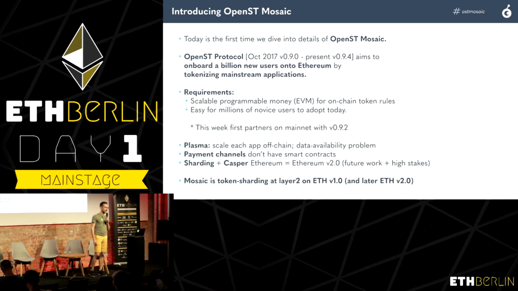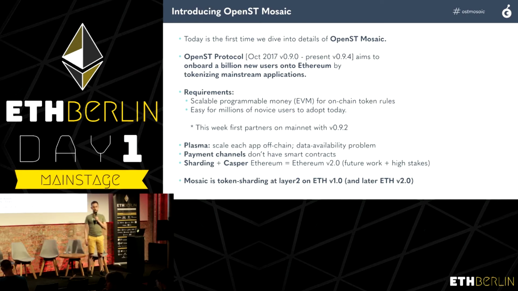We consider scaling to consist of 3 parts. We want to scale for users to adopt the technology. We want to scale for developers to build against it, with token engineering as a focus. But it also needs to scale at the transactions per second that we can process on Ethereum. Of the alternatives, a lot of people will know Plasma, but it's application specific and you run into a data availability problem. Payment channels don't satisfy our solution because you can't develop smart contracts against them.